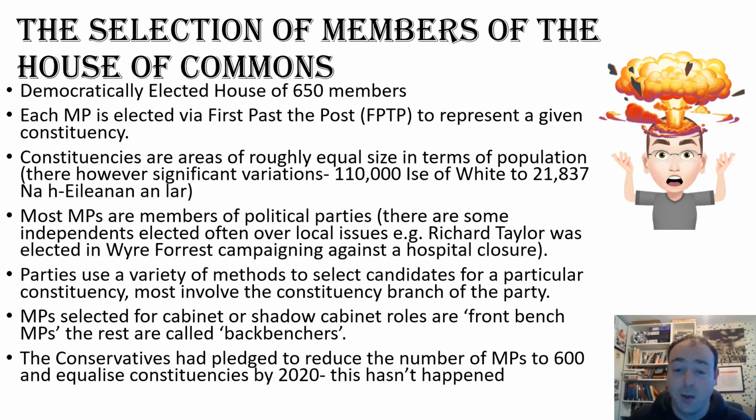The Conservative Party had pledged back under May to reduce the number of MPs to 600 and equalise the size in terms of population of constituencies by 2020. This hasn't happened, largely because of all the other stuff that was going on with Brexit, and then the stuff that happened with COVID and the fact that May was replaced by Johnson.